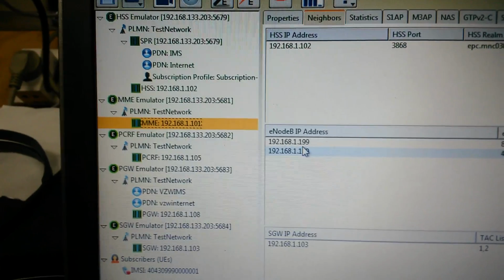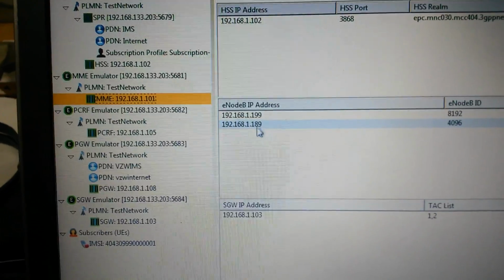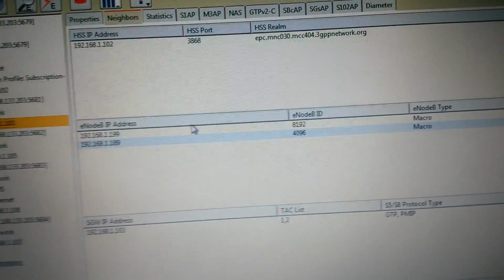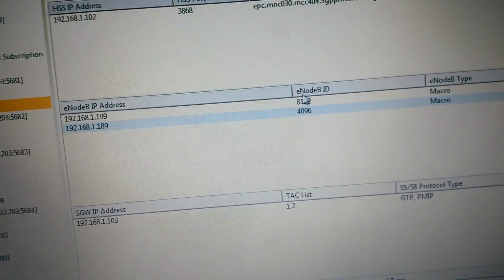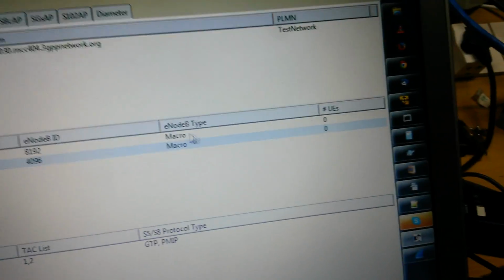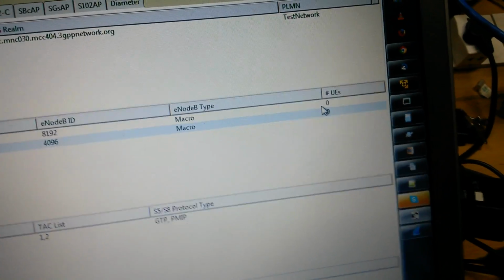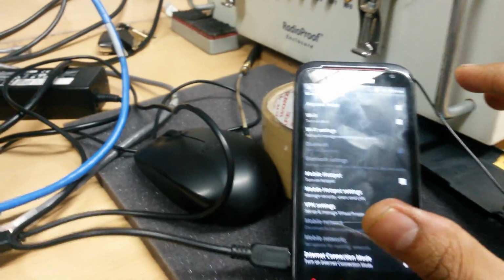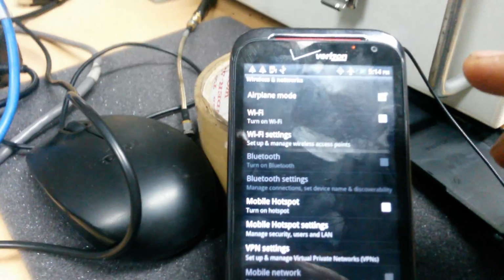Now you can see that we have two eNodeBs with IP addresses 189 and 199 connected to the MME. These are the two eNodeB IDs, 4096 and 8192. Right now there are no UEs connected. Okay, so what we're going to do next is connect the UE to the network. We'll take this phone and disable the airplane mode.